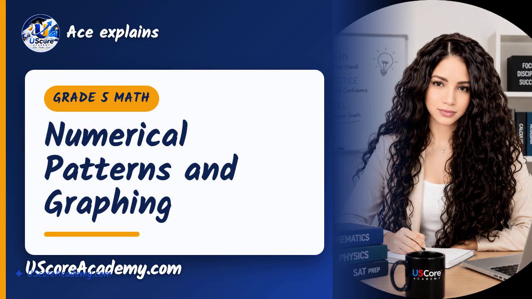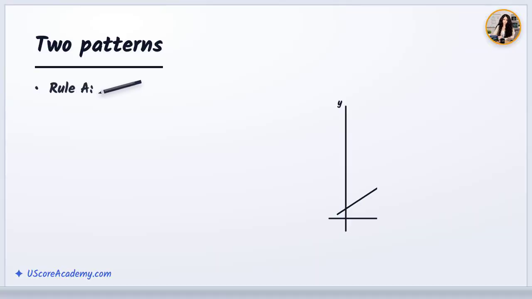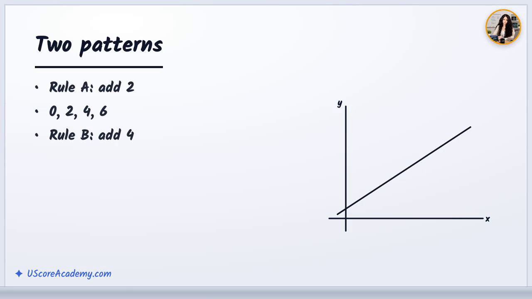Let's learn numerical patterns and graphing together, step by step. Sometimes we make two patterns at once. Pattern A starts at 0 and adds 2 each time: 0, 2, 4, 6. Pattern B starts at 0 and adds 4 each time.